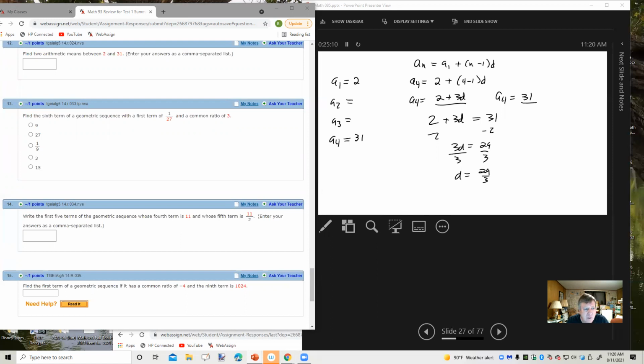Well, I don't think so, but this is a good thing to remind us of this, okay? We don't want to use mixed numbers in WebAssign. So the common difference is 29 thirds. So a sub 2 would be a sub 1 plus 29 thirds. Well, I need to take 2 plus 29 thirds and write it as a single number, which in this case is going to be an improper fraction.